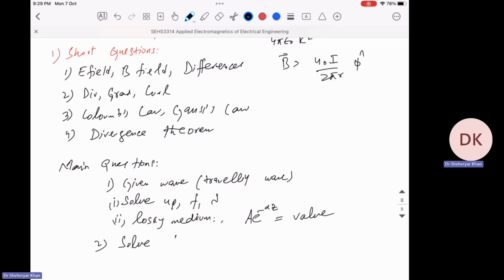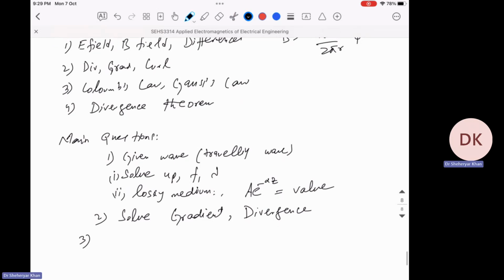You should know how to solve gradient and divergence. Simply, how to apply divergence to solve and apply gradient to solve. You should know this.